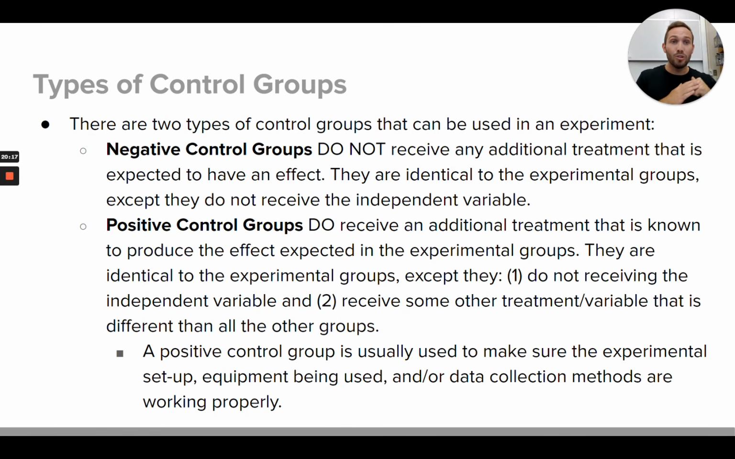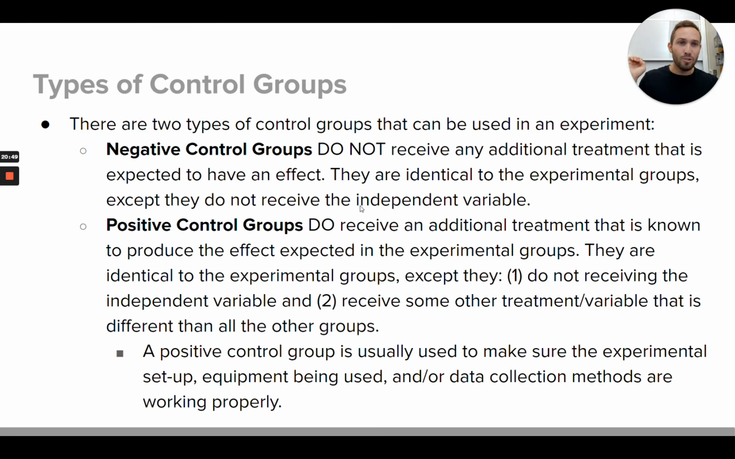Now, a negative control group, I'll start off by saying, is usually the more common one, so you're going to see that more often than positive control groups. A negative control group is actually like the one I just described. This is a control group that's not going to receive anything additional that the other fish did not get. So it's exactly the same as all the other groups. The only thing different is that they were not given the independent variable.